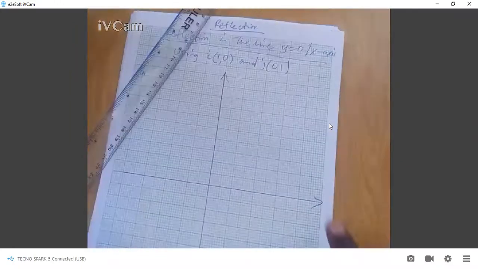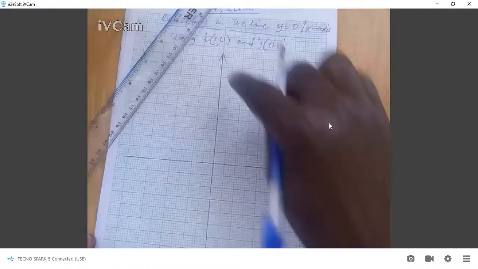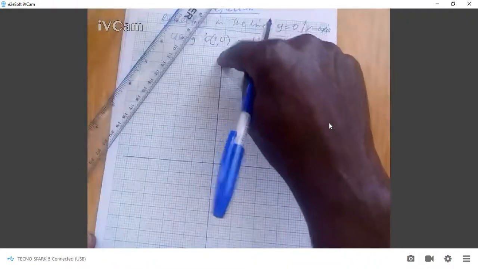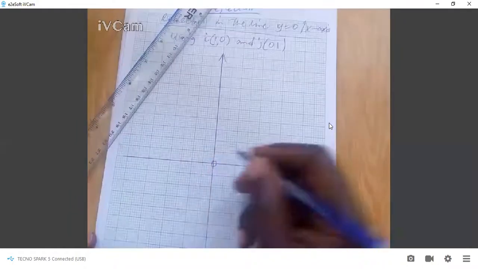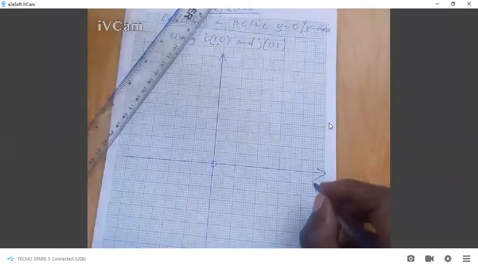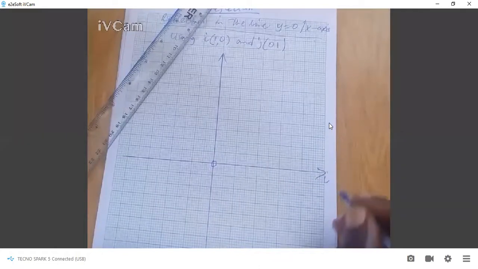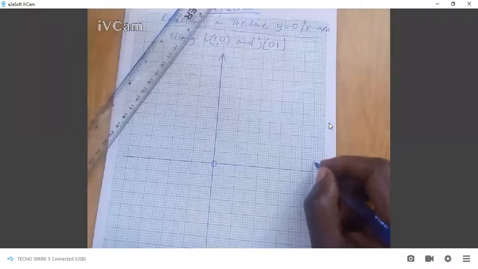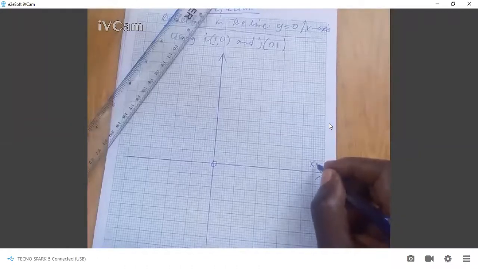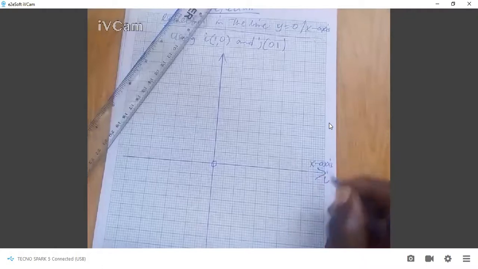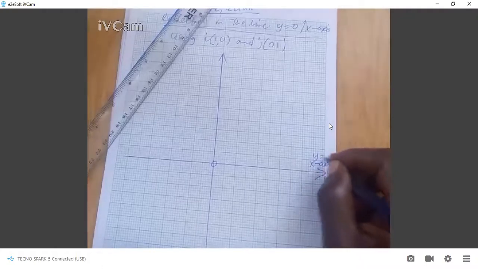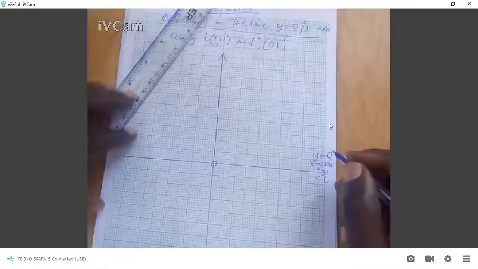So I represents x, j represents y. So we have our 0 there. This is I. The line is the x-axis, or you can call it y equals 0.